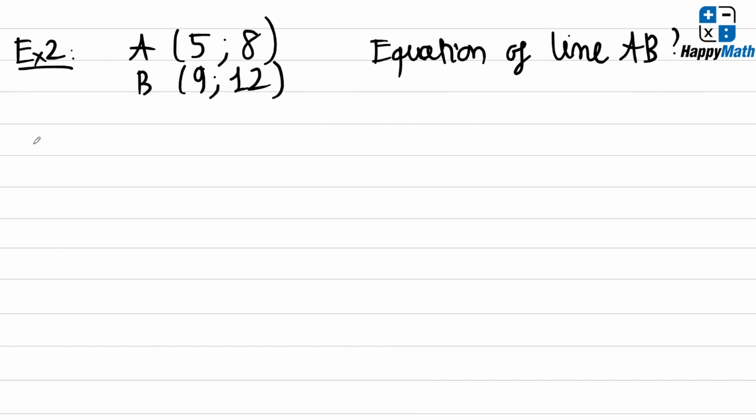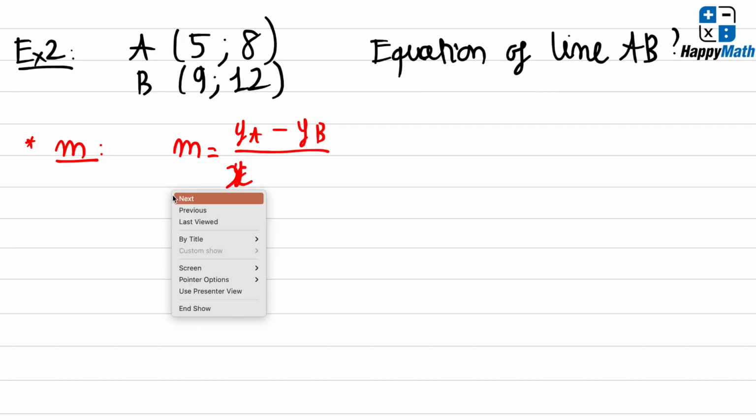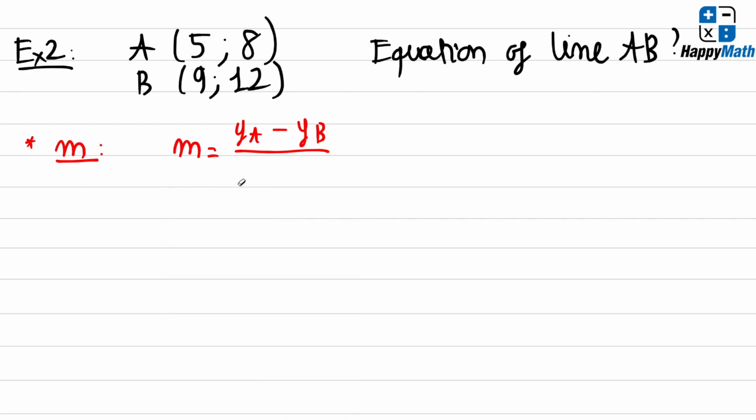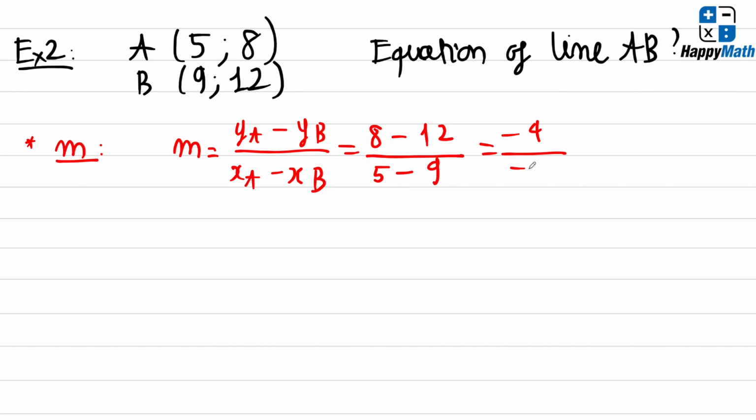The first step, I will determine m. Step 1: I will use the formula m equals (yA minus yB) divided by (xA minus xB), and it means (8 minus 12) divided by (5 minus 9). So the numerator is negative 4, and the denominator is negative 4. So this is equal to 1.